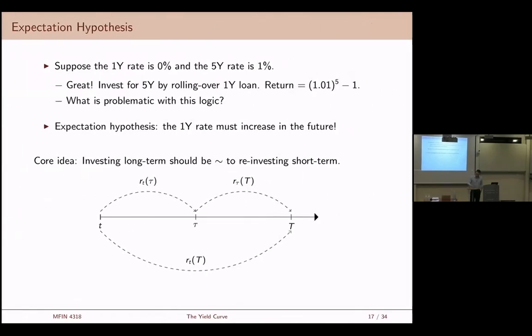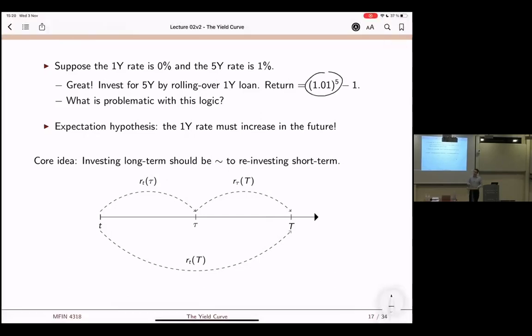So let's start with a question. We have two rates. We have the 1-year rate, which is currently 0%, which means that if you lend to the government between today and 1 year, you get 0%. There's the 5-year rate, which is 1%, which means that if you invest for 5 years, every year you get 1%. Now that sounds great, right? Because you think, okay, I'm going to invest for 5 years. So I'm going to take $1 and put it to work in this 5-year investment. How much do I get by the end?